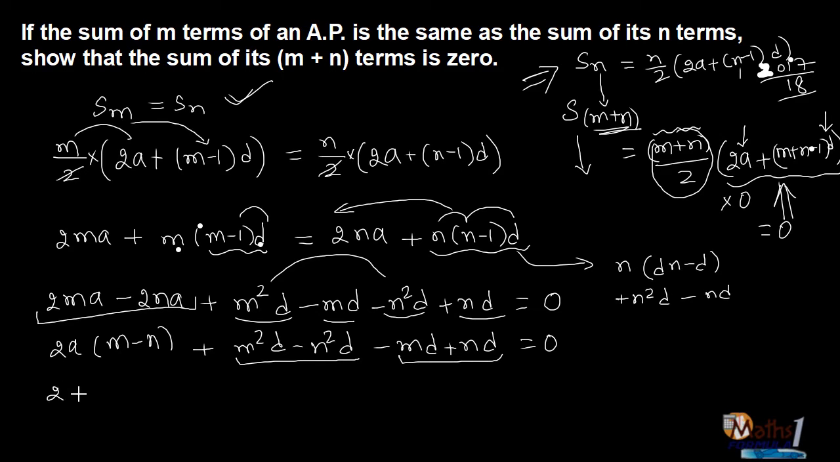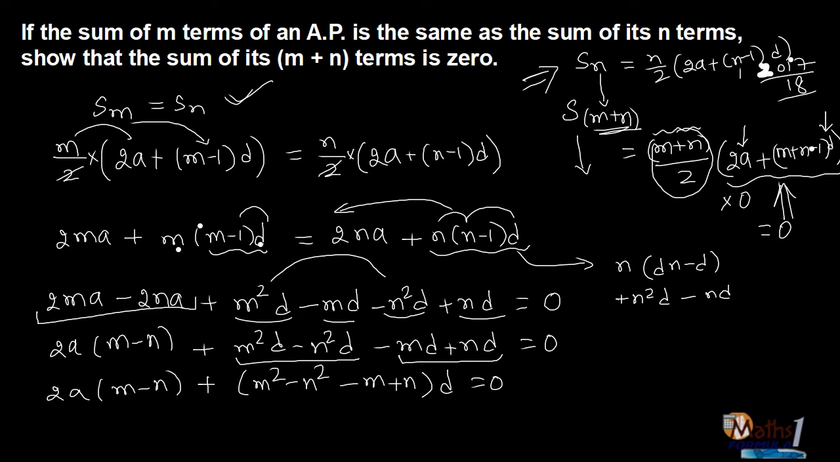So by doing that, 2a(m − n), or I can take d common from all of them. Let's do it that way. If I take d common, m² will be left, n² will be left, minus m is left, plus n is left, then d is there, equals to 0.